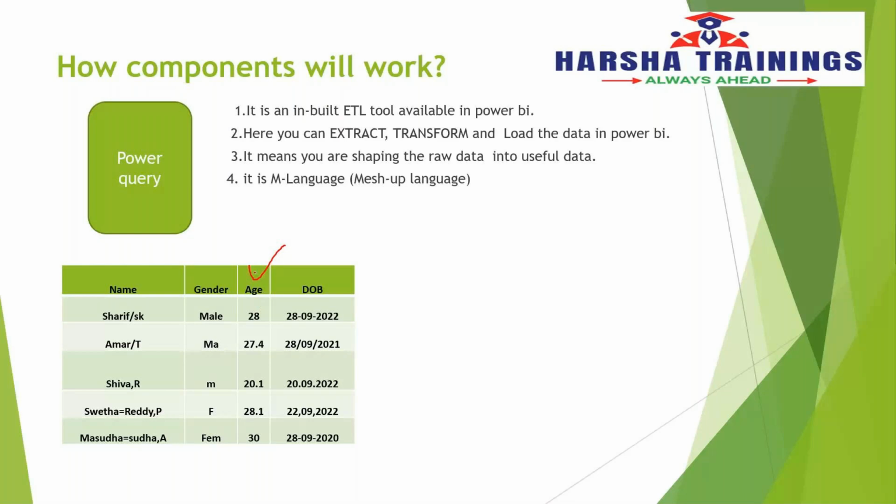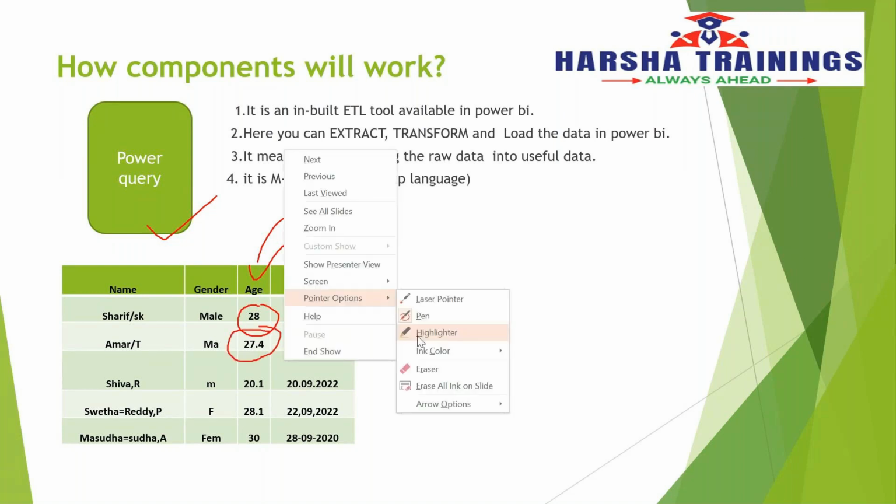One more thing, guys, please don't compare this date of birth with this age column. I'm just giving one example. Don't think that if it's 2022, how can he get 28 years, or if it's 2021, how can he get 27.4 years. Don't think like that. I'm just giving you an example. That's it. Now coming to the date of birth column.